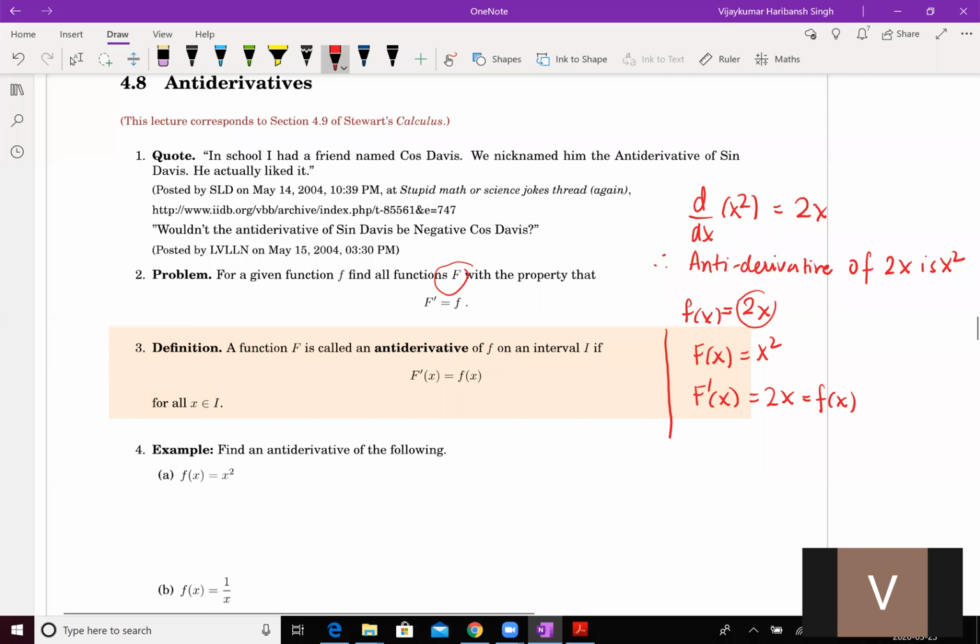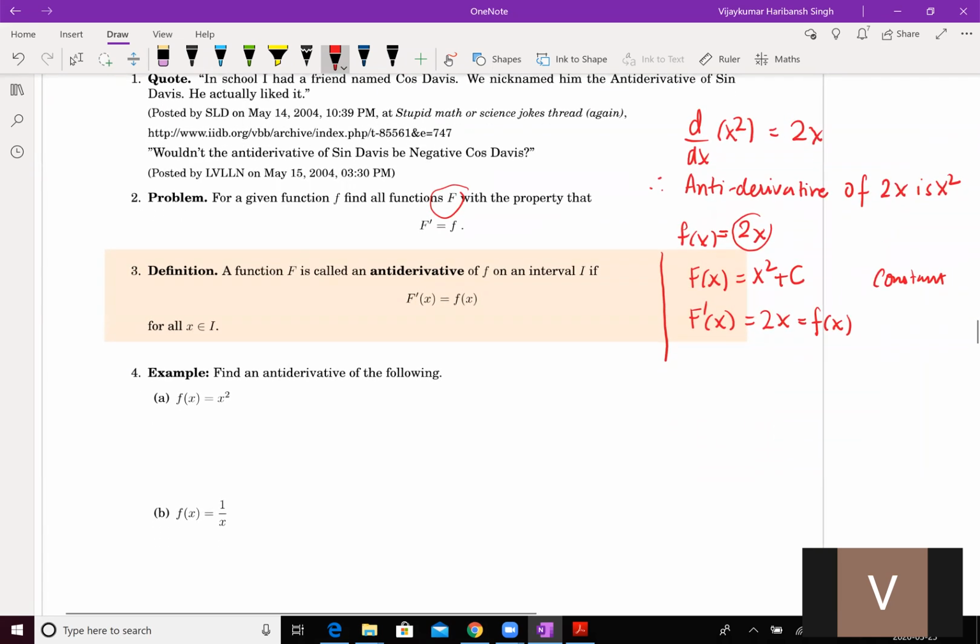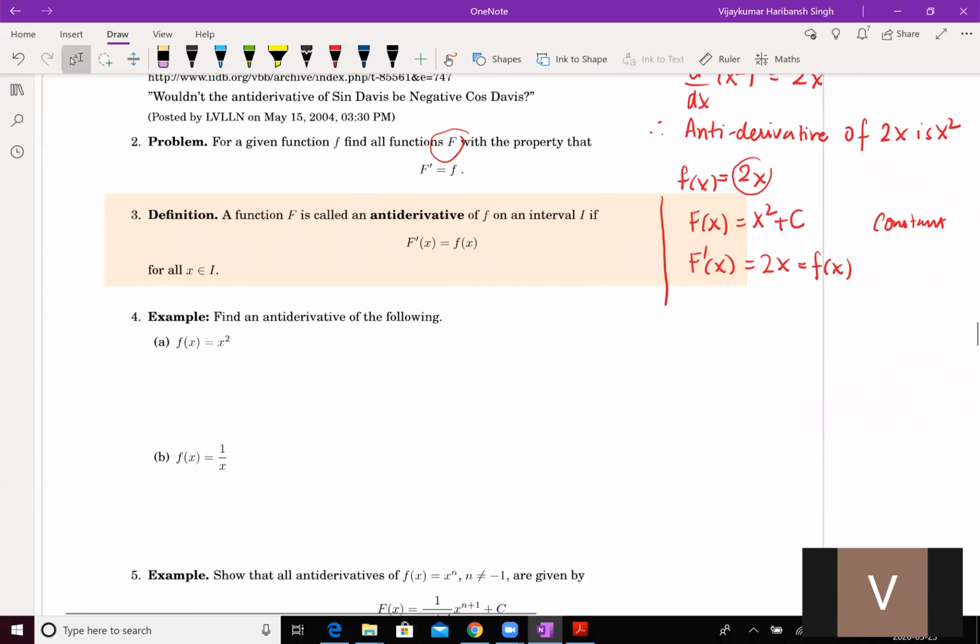All right. Now note that I can also have some constant c here. c is a constant. Then you can see that the derivative of that again is going to be 2x, right? So therefore, the antiderivative of 2x is x squared plus c, where c is a constant. Okay. So now let's do the following problems.